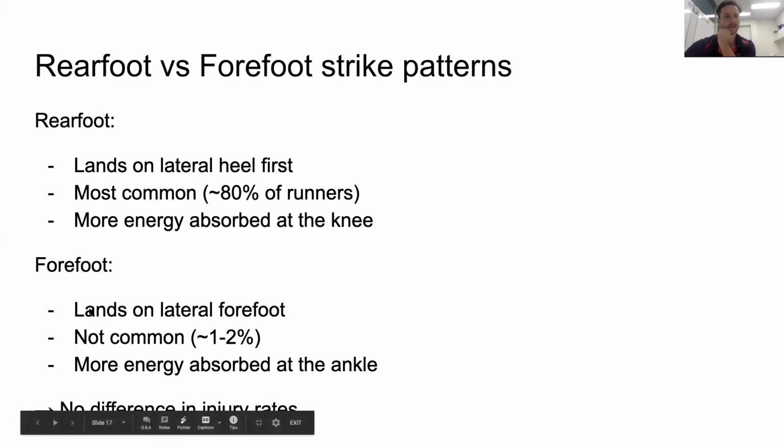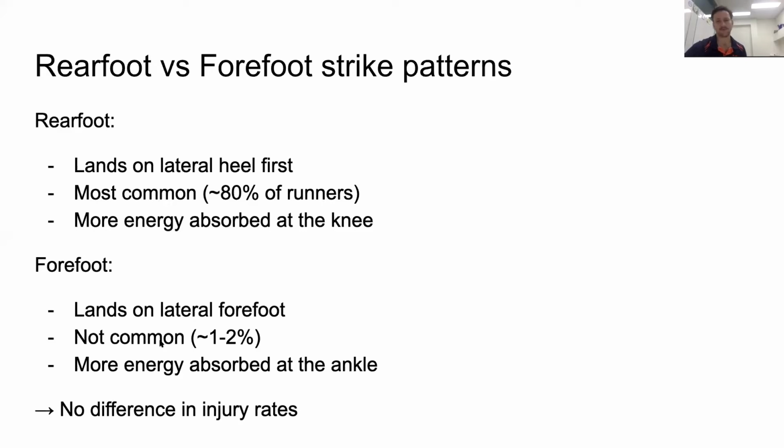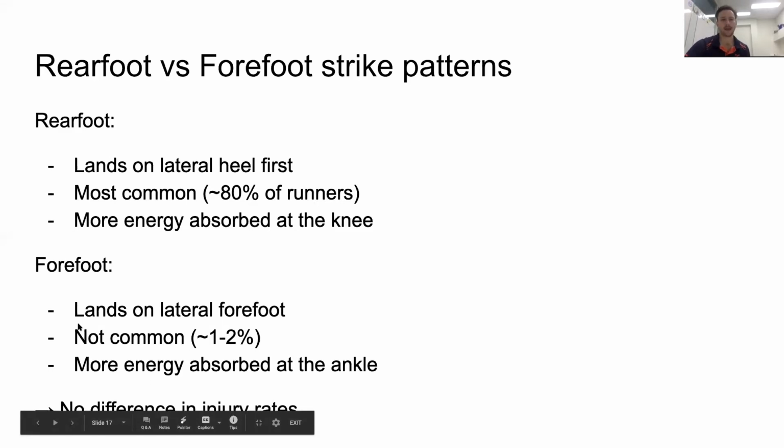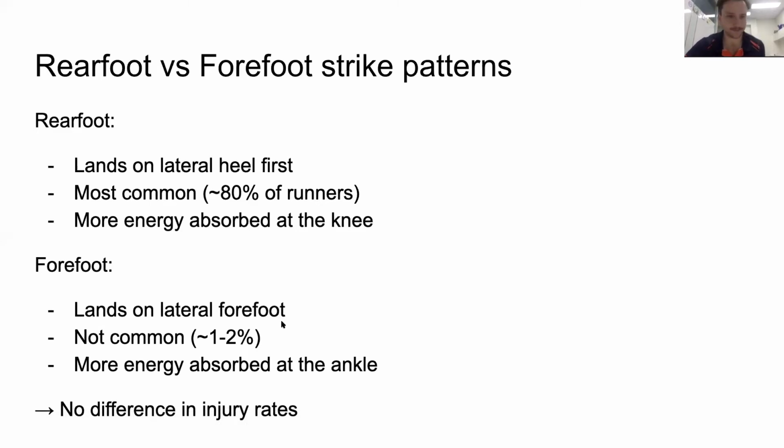And then the forefoot runners are landing on their lateral forefoot, and only 1 to 2% of runners run with their forefoot. The rest are in between. And for forefoot runners, more energy is absorbed at the ankle.